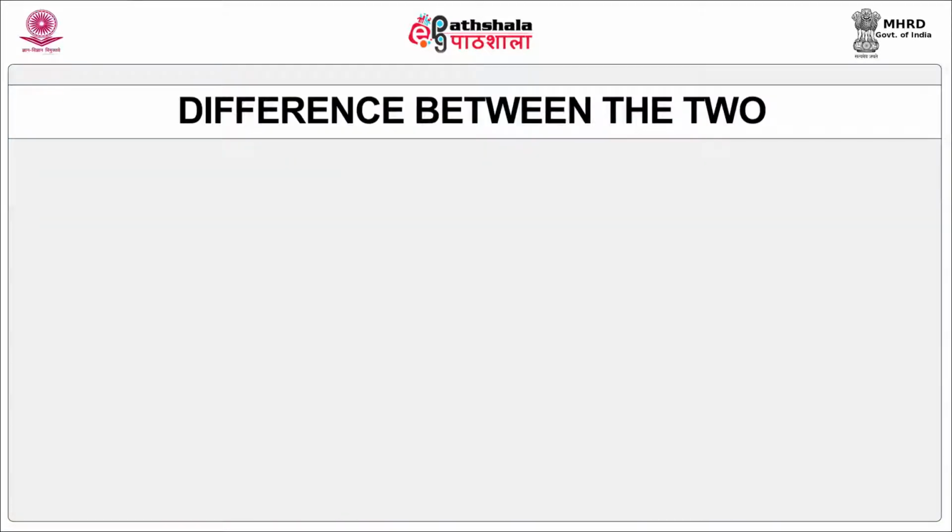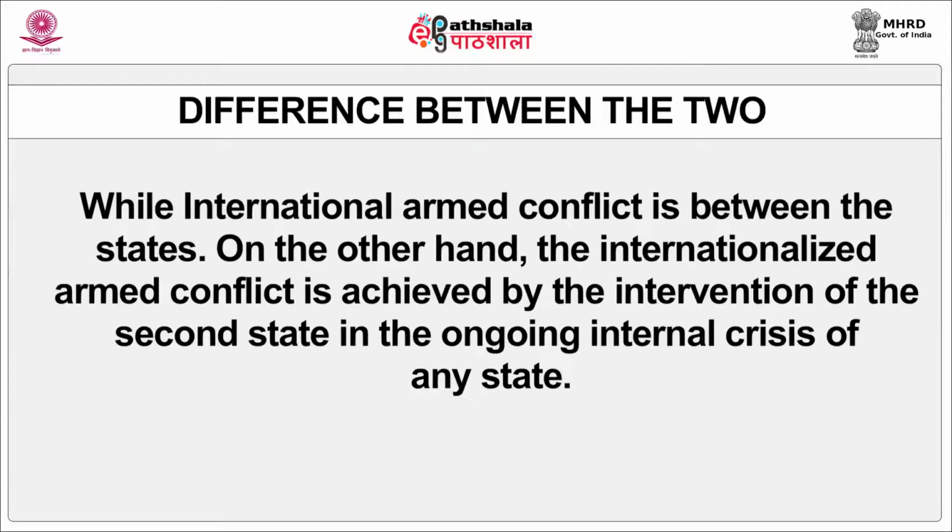Difference between the two. The international armed conflict is between the states. On the other hand, the internationalized armed conflict is achieved by the intervention of a second state in the ongoing internal crisis of any state.